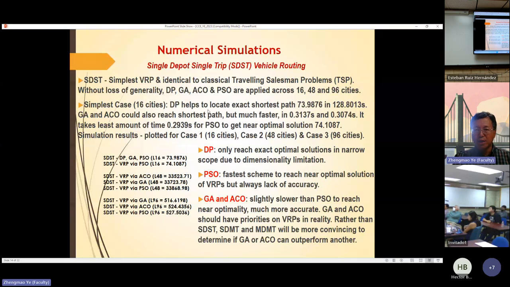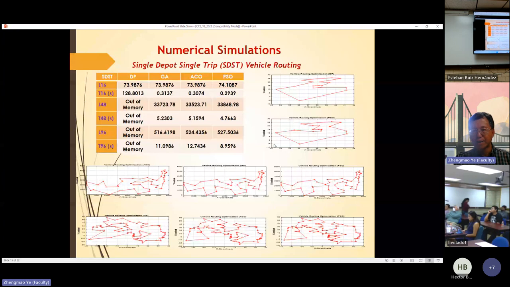DP helps to locate the exact shortest path of 73.98 in 128 seconds. And the GA and ACO could also reach the shortest path, but much faster, in 0.31 and 0.30 seconds. It takes the least amount of time, 0.29 seconds, for PSO to get a near optimal solution of 74.10. The simulation results are plotted for case 1, case 2, case 3 in our next slide.